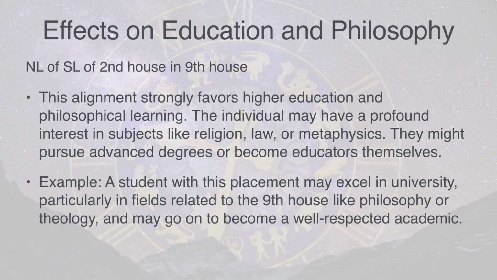Effects on education and philosophy. This alignment strongly favors higher education and philosophical learning. The individual may have a profound interest in subjects like religion, law, or metaphysics. They might pursue advanced degrees or become educators themselves. Example: a student with this placement may excel in university, particularly in fields related to the ninth house like philosophy or theology, and may go on to become a well-respected academic.